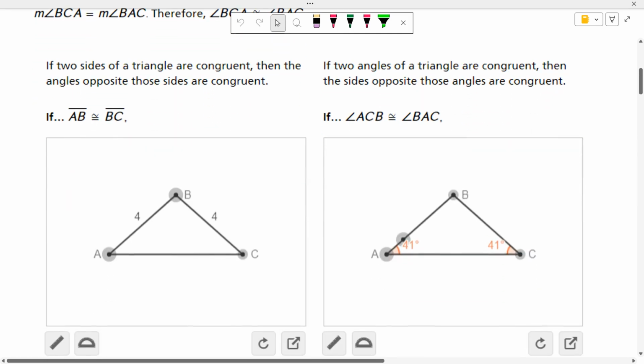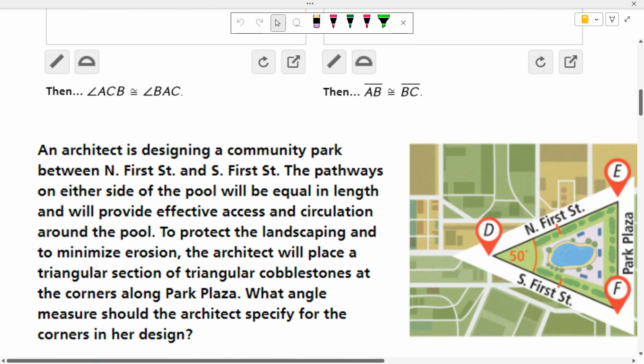The angles opposite the congruent sides are congruent to each other. The sides opposite the congruent angles are congruent to each other. So if you start out with congruent angles, then the sides opposite are going to be congruent. If you start out with congruent sides, the angles opposite are going to be congruent.